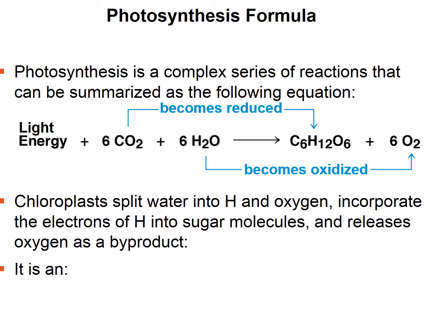So what's happening in chloroplasts? They're going to split water into hydrogen and oxygen. They're going to incorporate the electrons of hydrogen into sugar molecules, and oxygen is going to be released as a byproduct. So it's going to basically reverse the direction of electron flow compared to cellular respiration. Now, while the products and the reactants are just switched, so just turn the arrow around, basically, you have basically the same formula. The process is quite different.